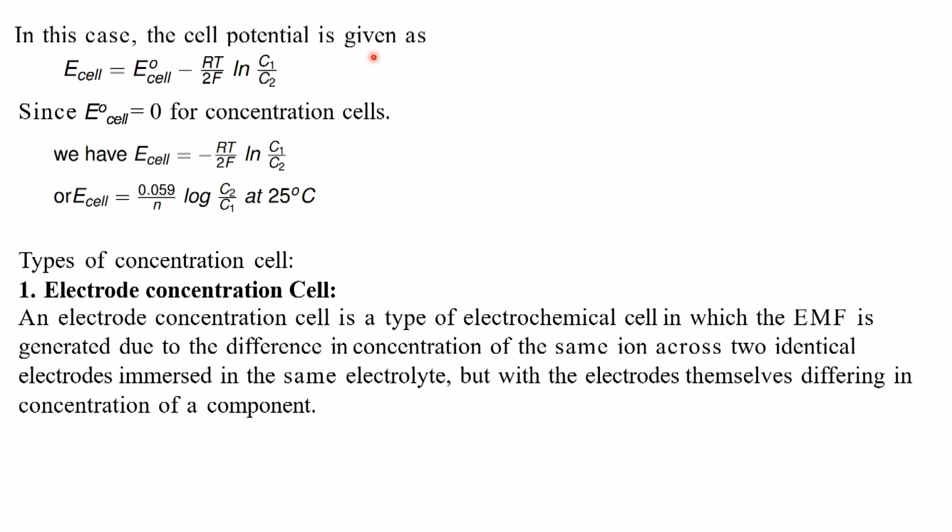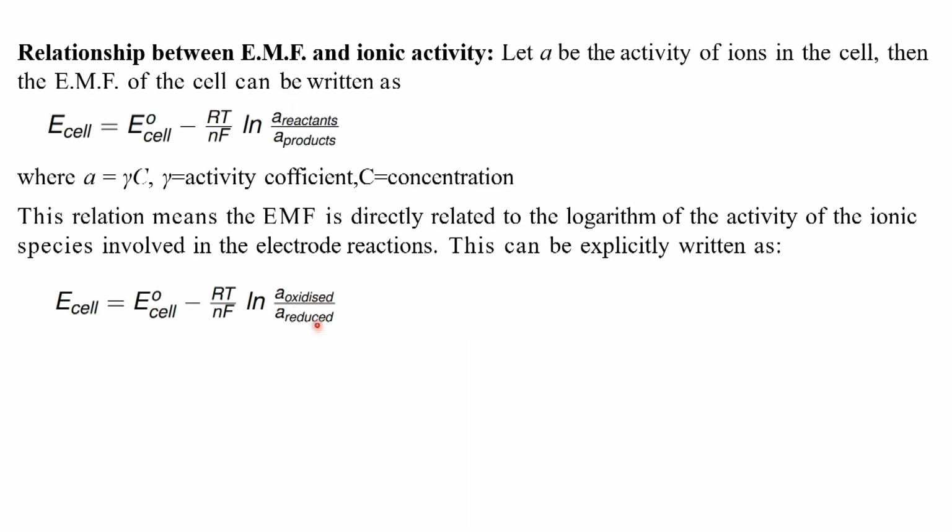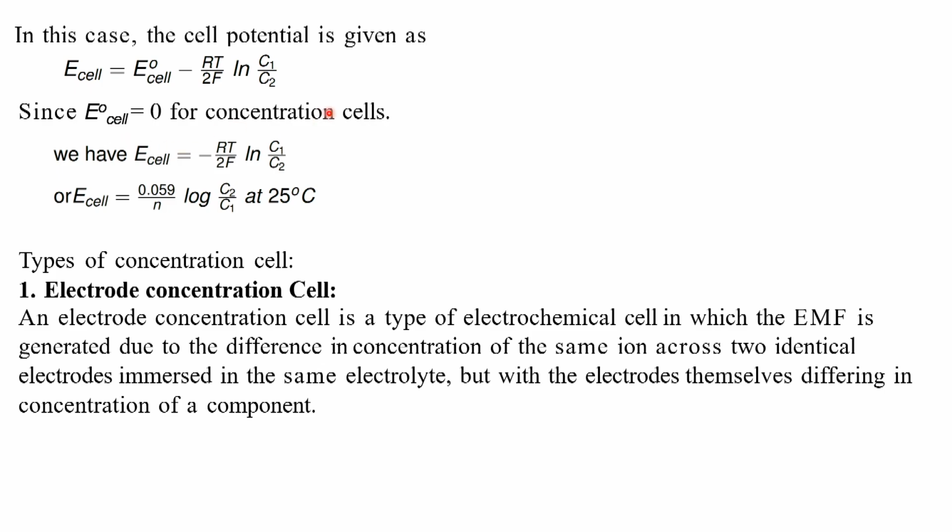In this case, the cell potential E cell is E naught cell minus RT by nF ln C1 by C2. So we just discussed here a oxidized by a reduced. Since E naught cell equals 0 for a concentration cell, because we have used the same electrodes, both electrodes are the same here, that's why E naught cell is 0. So we have E cell equals minus RT by 2F ln C1 by C2, and if we convert to log and put in 298 K, that is 25 degrees Celsius, we get E cell is 0.059 by n log C2 by C1.